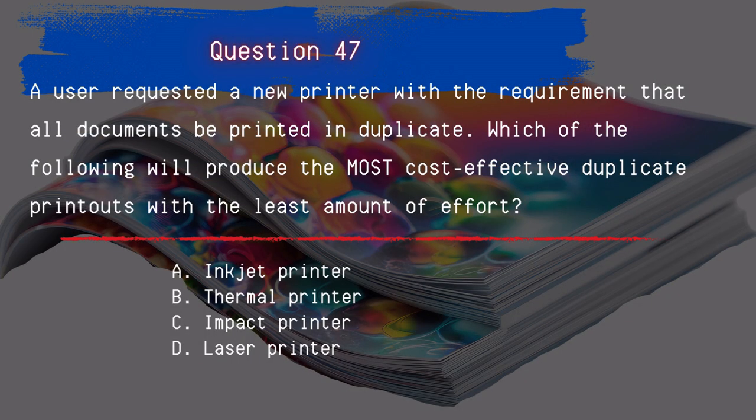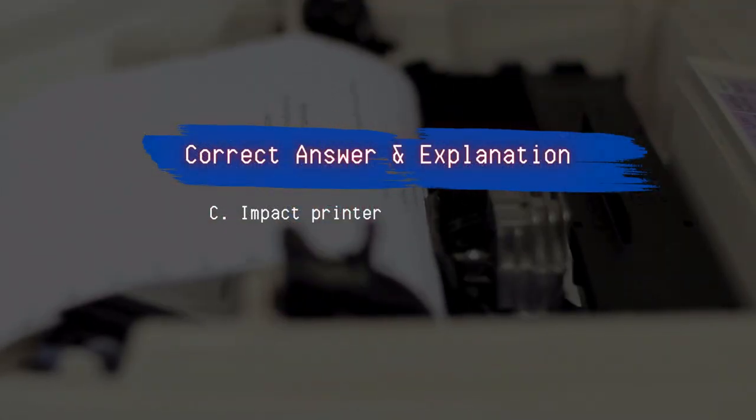Question 47. A user requested a new printer with the requirement that all documents be printed in duplicate. Which of the following will produce the most cost-effective duplicate printout with the least amount of effort? A, inkjet printer. B, thermal printer. C, impact printer. Or D, a laser printer. Correct answer here: C, an impact printer.